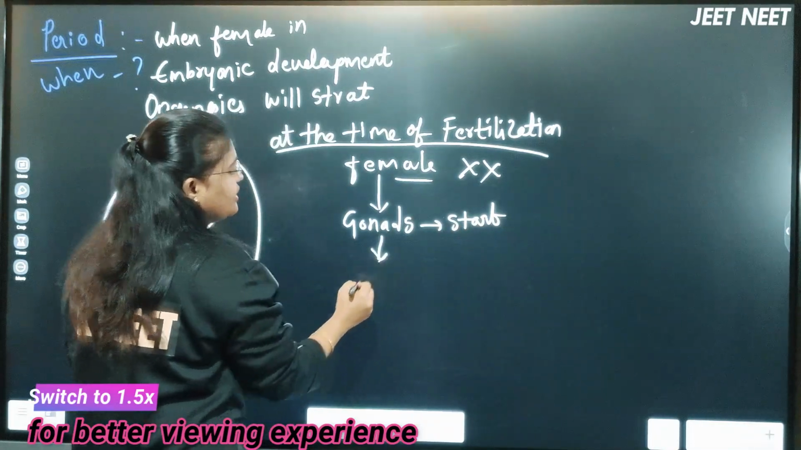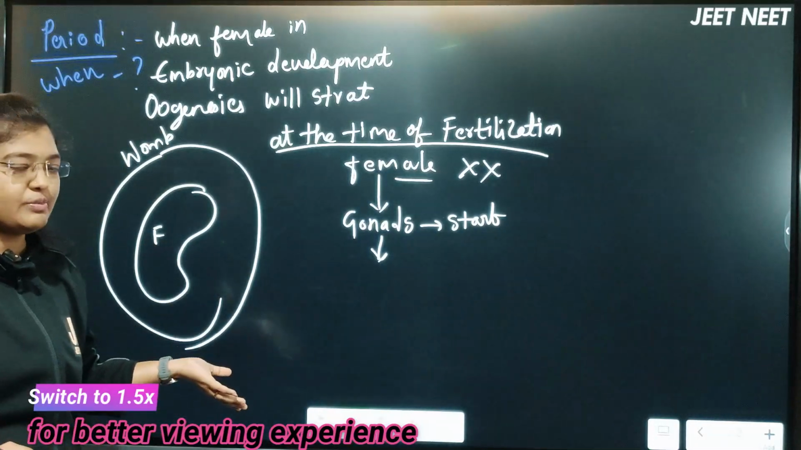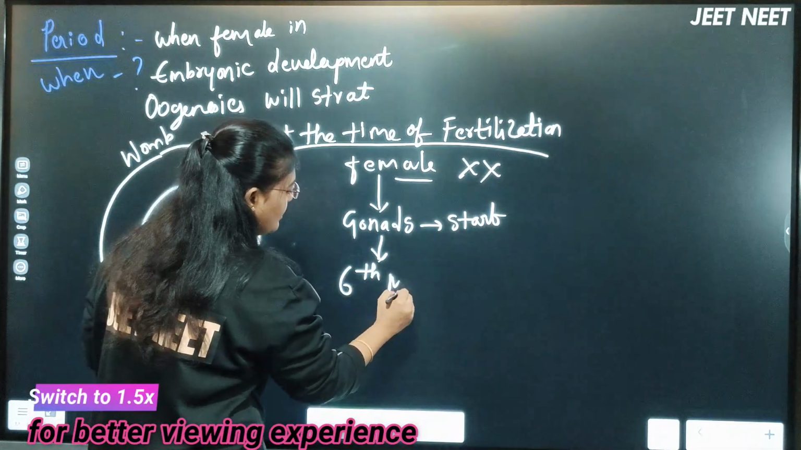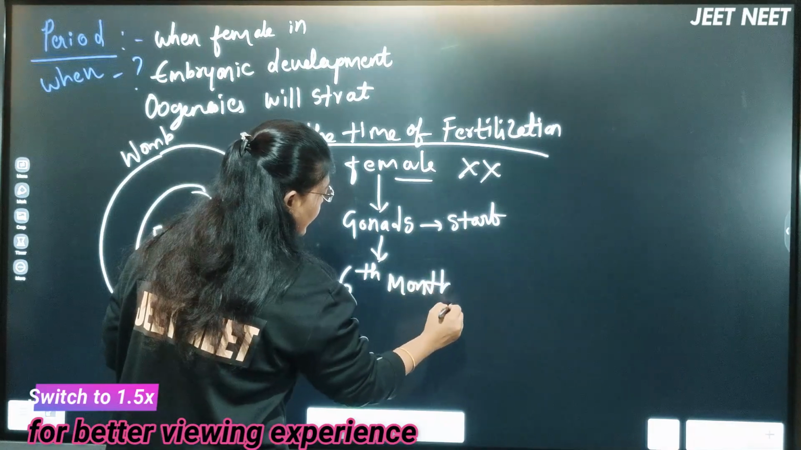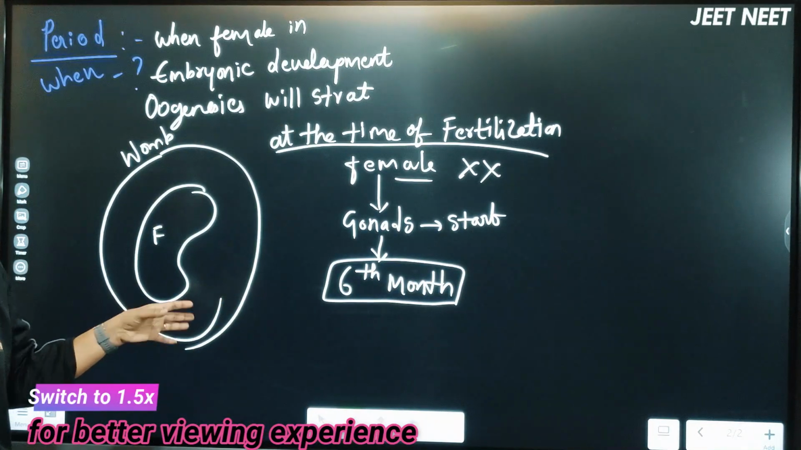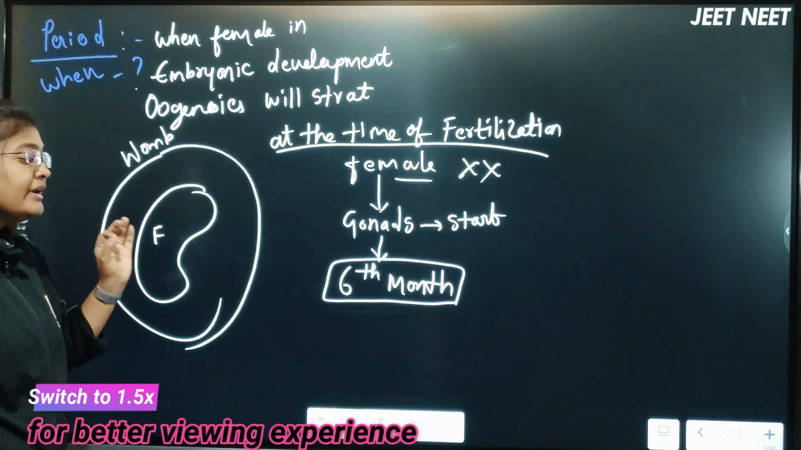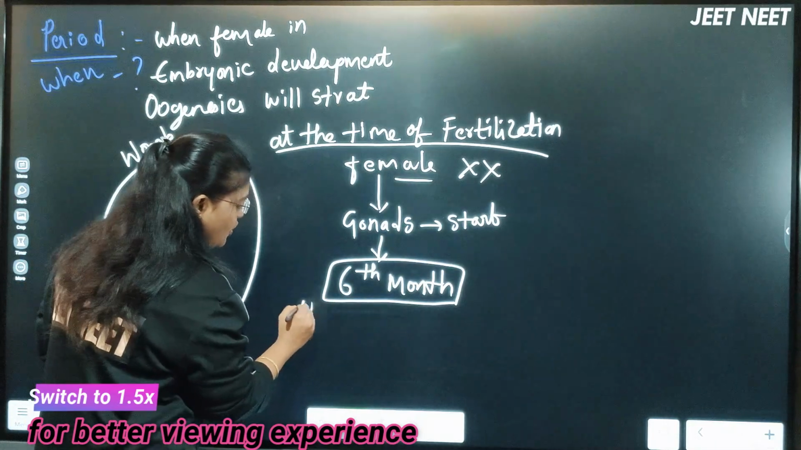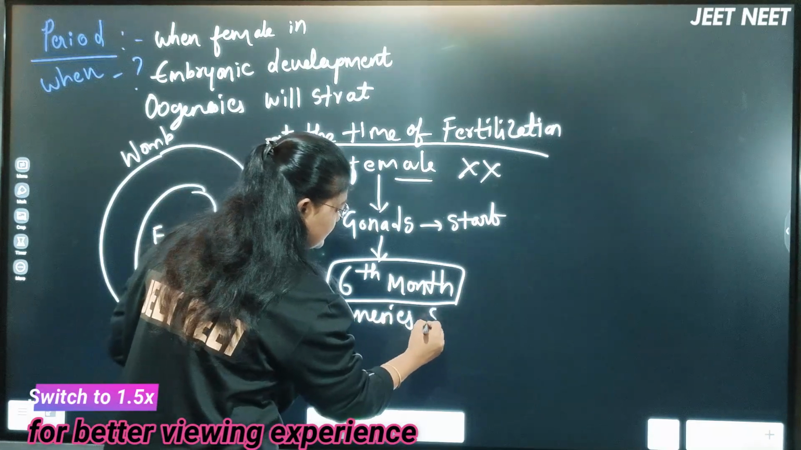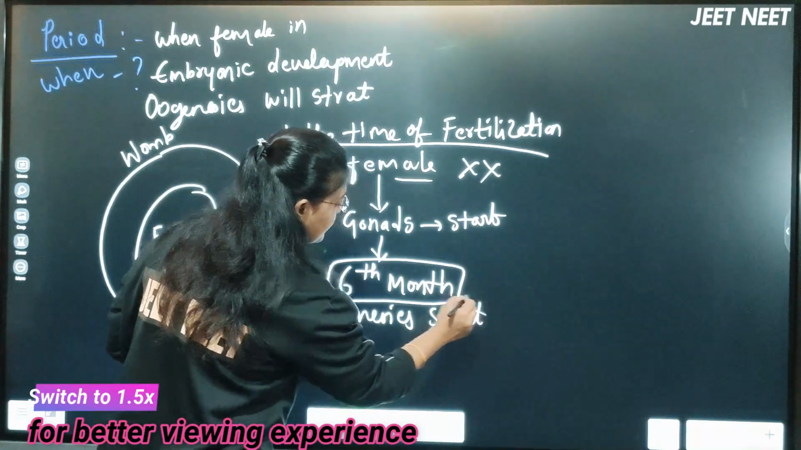It might have started development in the first month, and it might have completed its development by the 6th month. Completed its development by the 3rd month or 4th month, 5th month. That will be the developmental period. Now the oogenesis process will start, right?